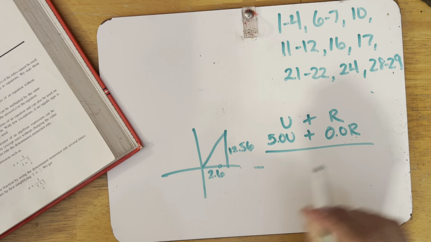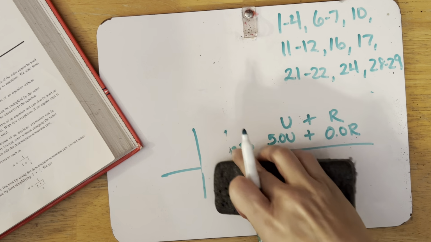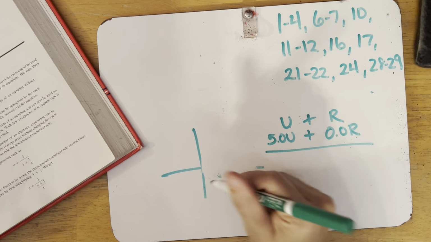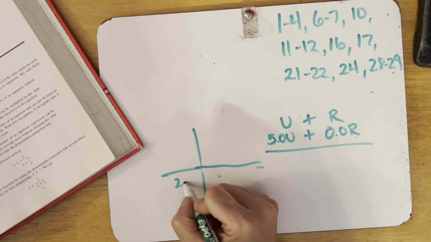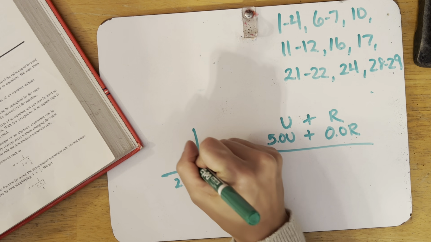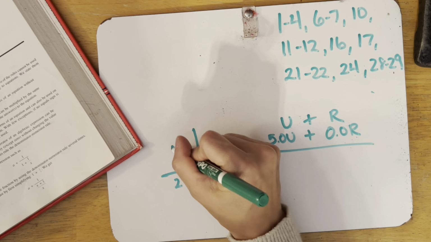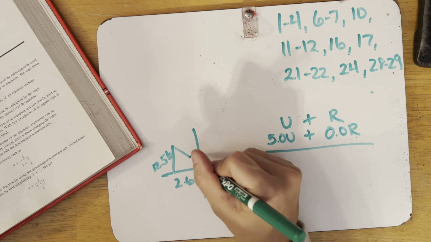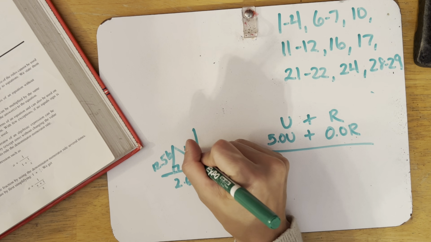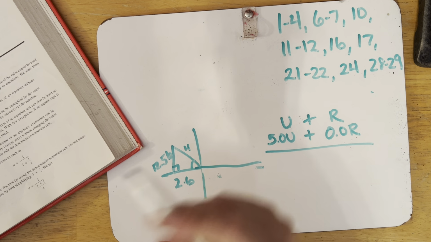Sorry, the r is not positive. I have to redraw my quadrant. Okay, so I have negative 2.6 and then positive 12.56. Okay, so I need my hypotenuse here, and I don't have my angle.